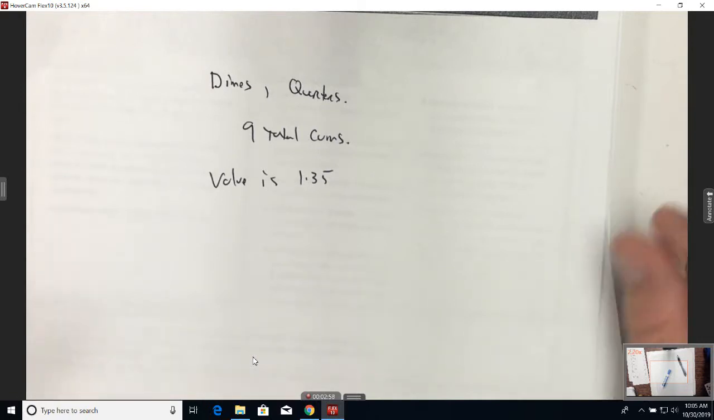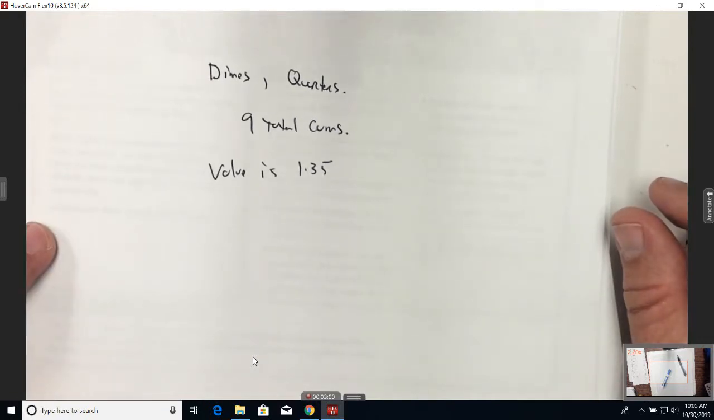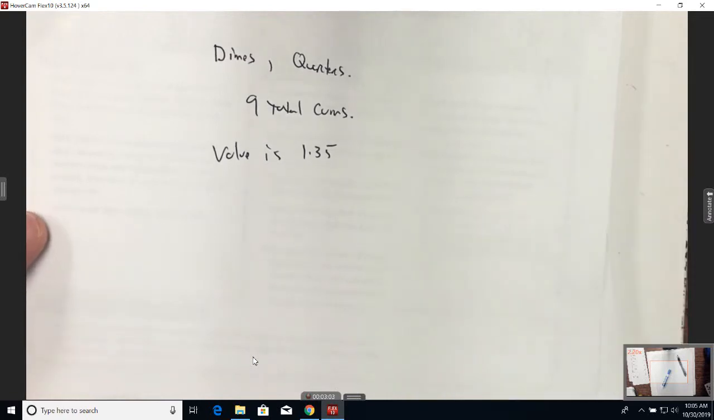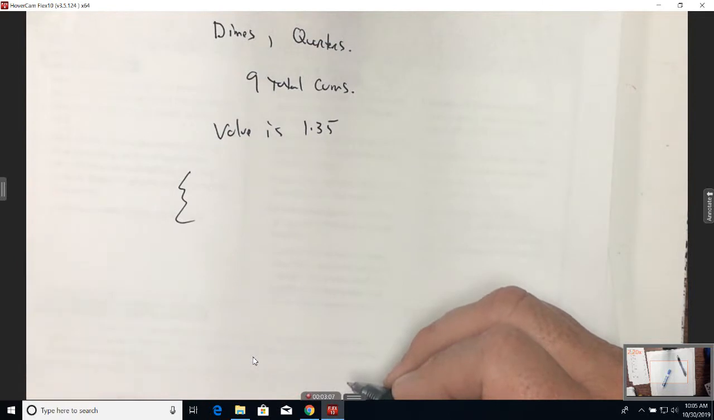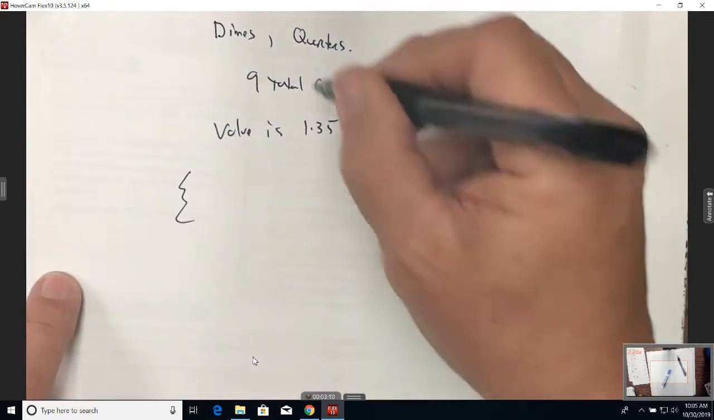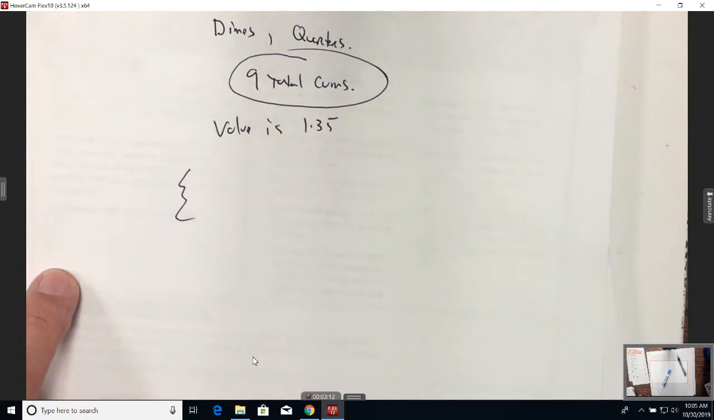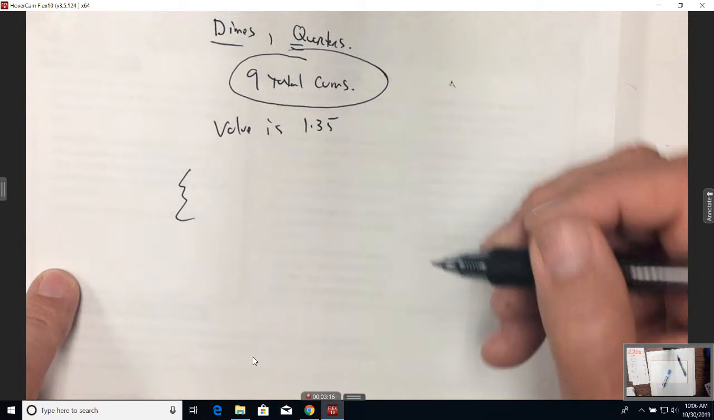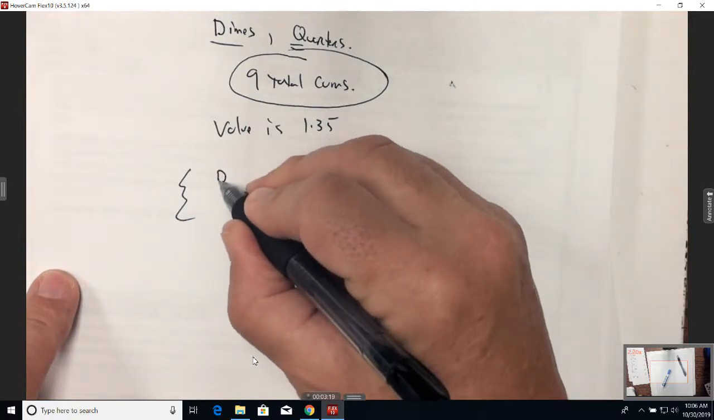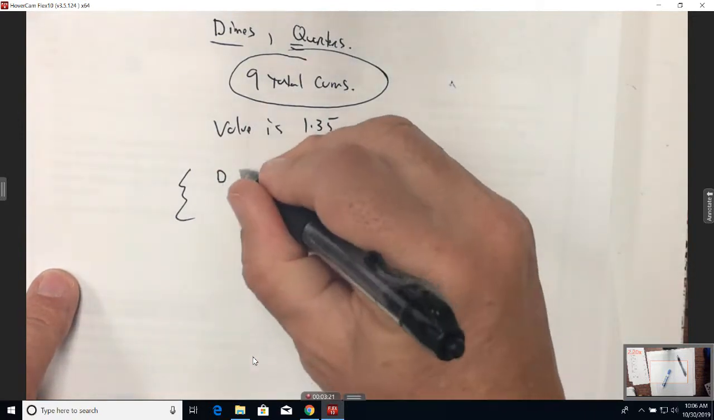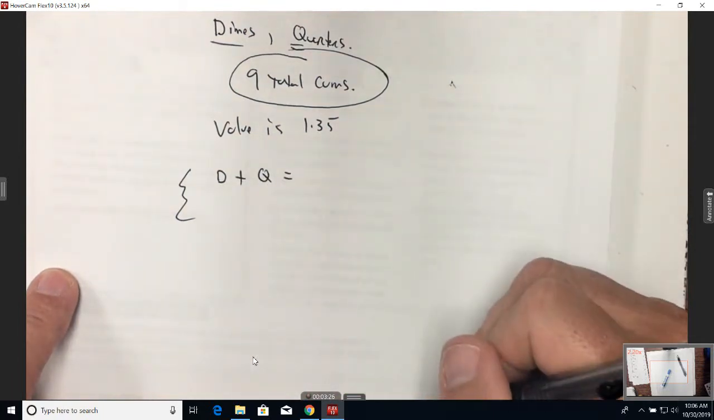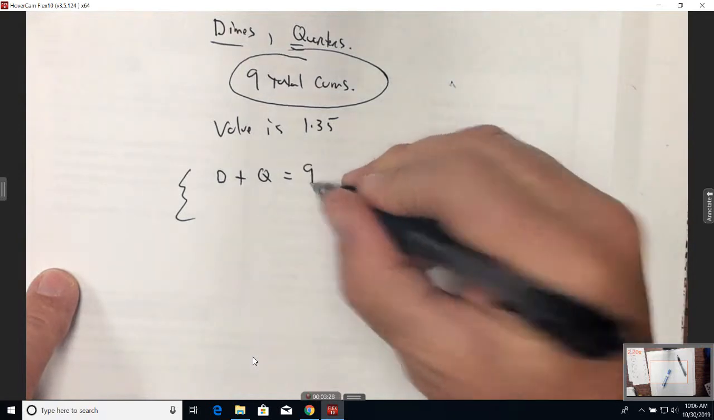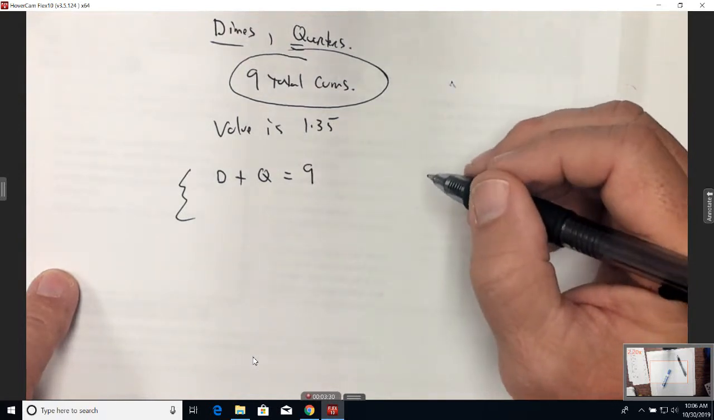See, this is an application to a system of equations, because there's a lot of different variables in that problem, but ultimately, here's what I'm trying to figure out. I'm trying to figure out this system of equations. I know I have 9 total coins. Do you agree? And it's only a combination of dimes and quarters. So if I take the number of dimes that I have plus the number of quarters that I have, a total of how many of these? 9. You follow?